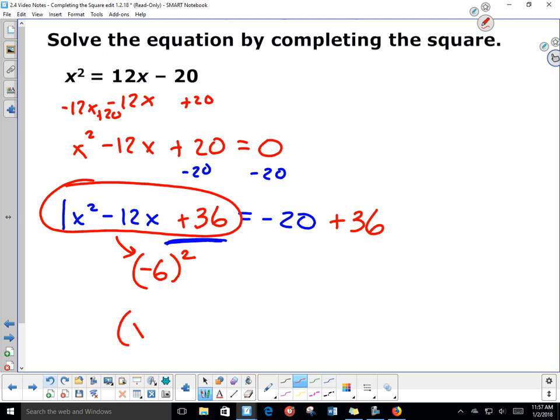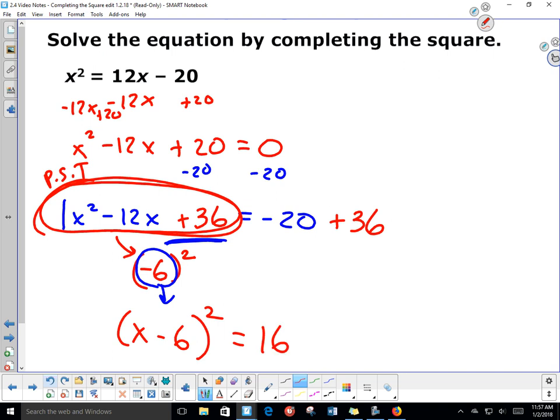All right, and then I have x squared minus 12x plus 36. Now this is a perfect square trinomial, so I can rewrite it as a binomial squared, and it's going to have to be x minus 6 quantity squared. Remember, here's your clue as to what goes in with the x. And then equals negative 20 plus 36 is 16.